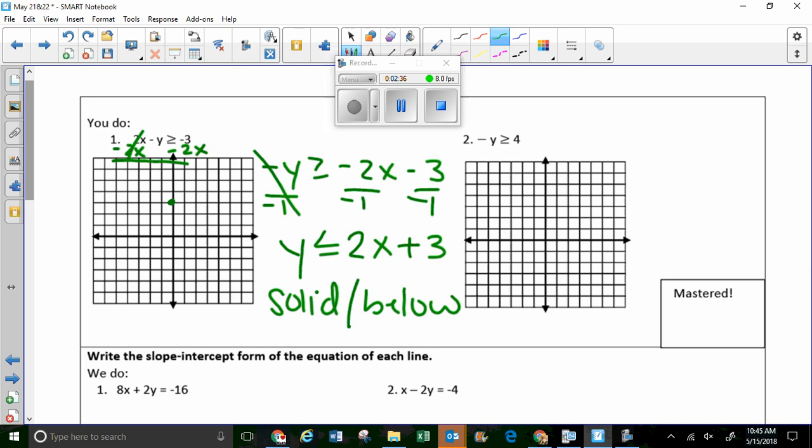So start at 3, go up to right 1, up to right 1, or down to left 1. Draw that solid line shaded below.